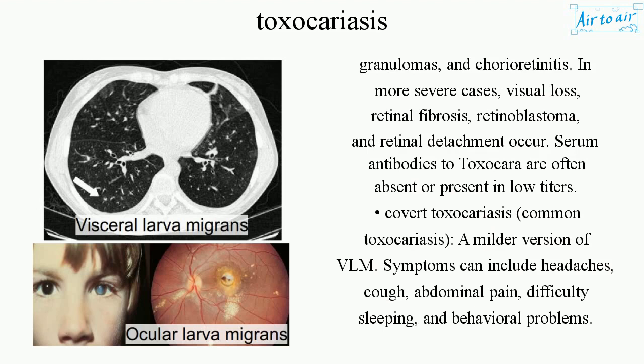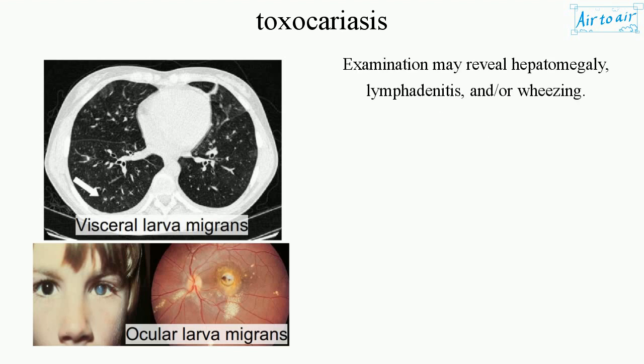Serum antibodies to Toxocara are often absent or present in low titers. Covert toxocariasis, or common toxocariasis, a milder version of VLM. Symptoms can include headaches, cough, abdominal pain, difficulty sleeping, and behavioral problems. Examination may reveal hepatomegaly, lymphadenitis, and/or wheezing.